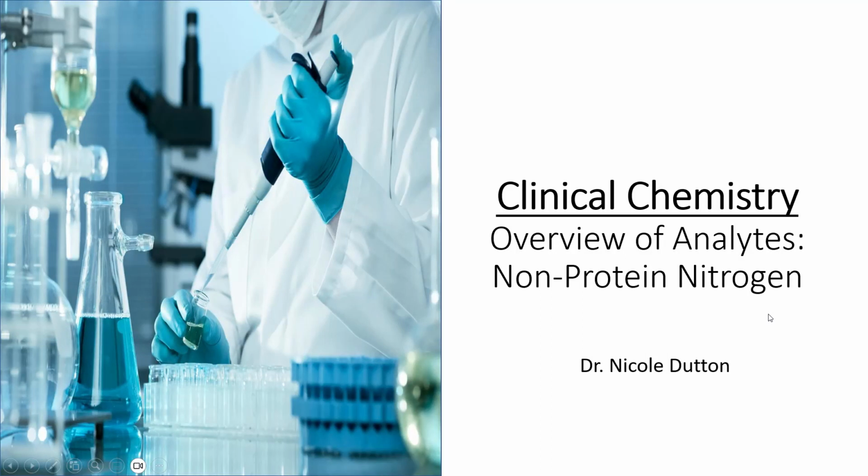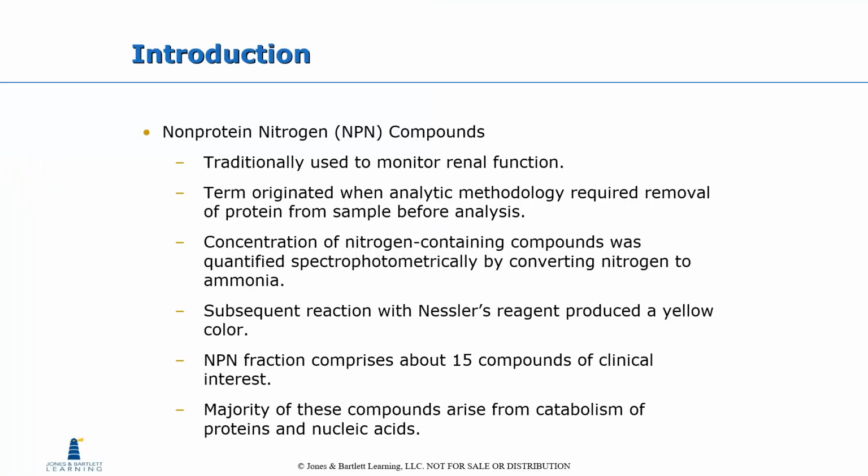Overview of analytes, non-protein nitrogen. So non-protein nitrogen is traditionally used to monitor renal function or kidney function. The term originated when analytic methodology required removal of protein from the sample before analysis. If you recall, proteins and amino acids consist of that N-terminal amino group, so that can interfere with nitrogen concentrations and measurements. So the concentration of nitrogen-containing compounds was quantified spectrophotometrically by converting nitrogen to ammonia.